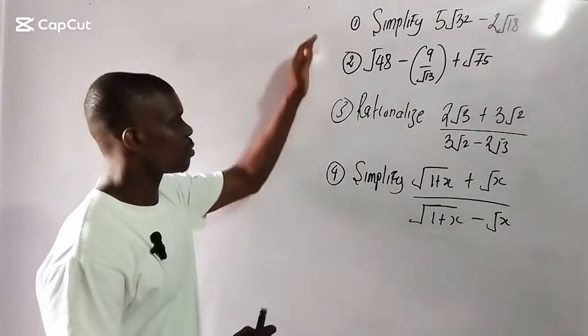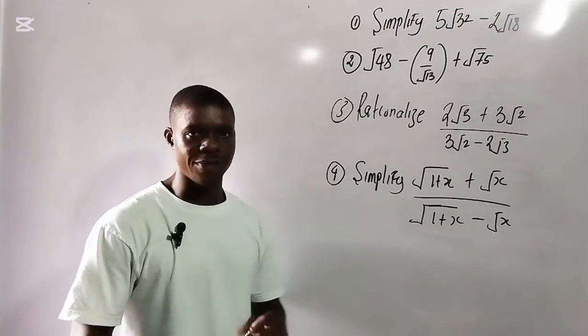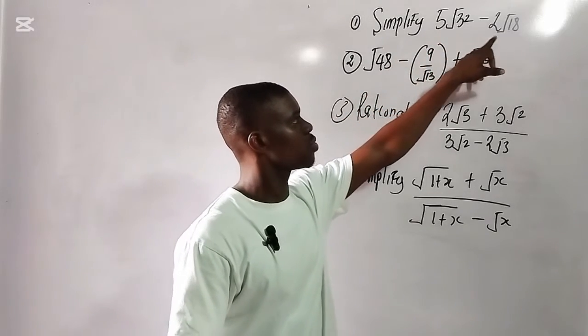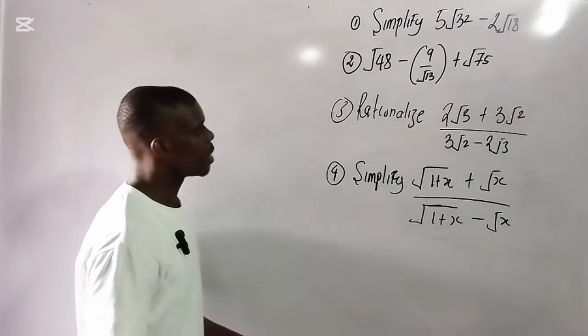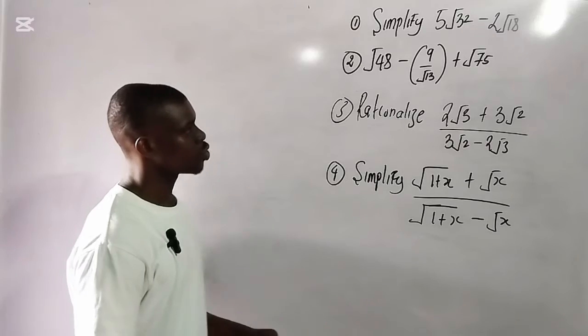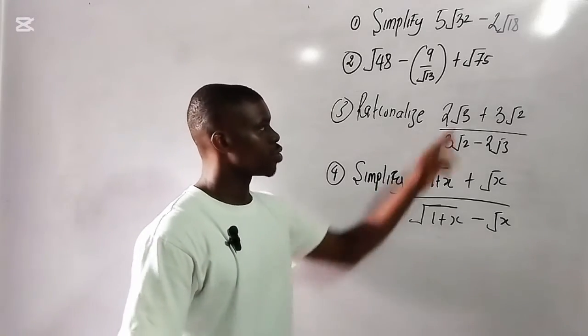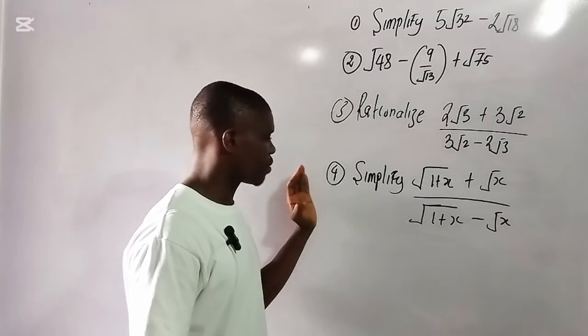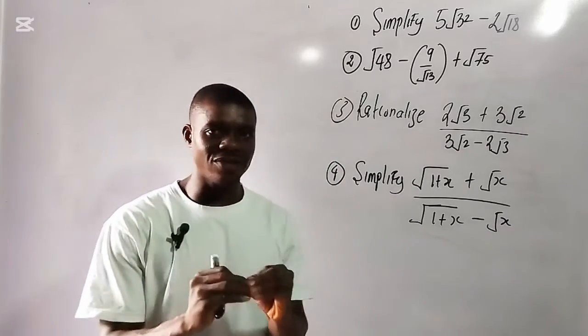We are going to evaluate this surd problem in this video. Simplify 5 square root of 32 minus 2 square root of 18. Number 2, square root of 84 minus 1 over square root of 13 plus square root of 74. We have all these questions: question 1, question 2, question 3, question 4. We want to evaluate every single one of them.